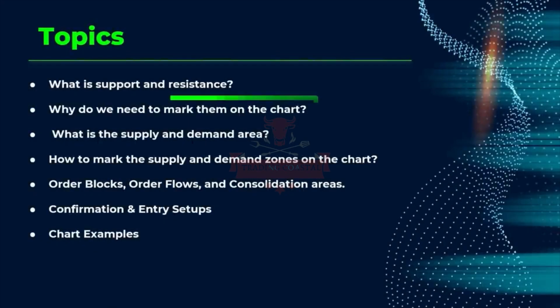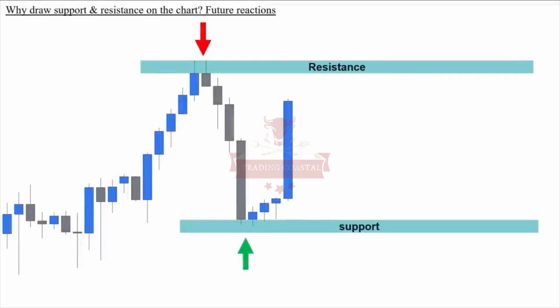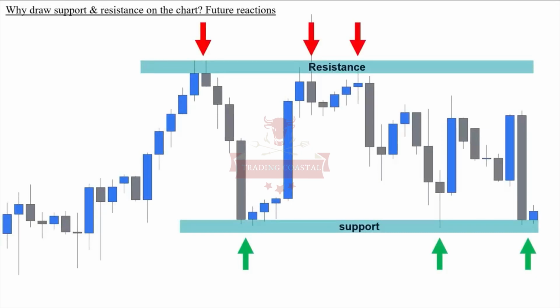Now, why do we need to mark these zones on the chart? Here are 3 important reasons. Number 1. The levels that price reacted to previously have a high chance of getting rejected again. So when we approach these levels, we will closely observe the price action for possible rejection. This will help us set our profit targets, especially if they are higher timeframe key levels, because a small reaction to these levels would be a major reversal in the lower timeframes.